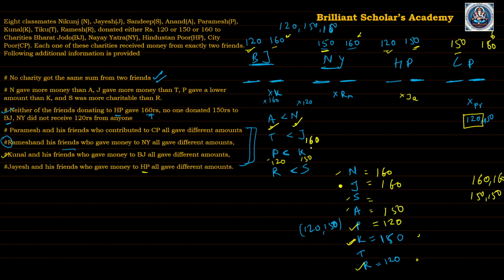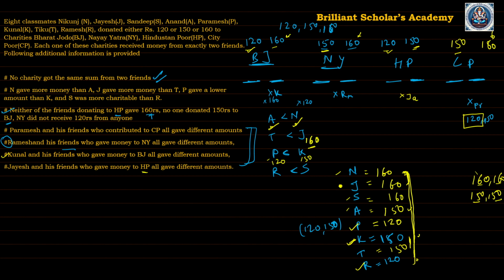Now because Jayesh is already paying 160, Jayesh is more than Tiku, and the numbers are 160, 150. So Tiku cannot pay 160. Tiku must pay 150. So 150, I have got two people. One, two, three. I've got three people paying 150. I have got two people paying 160. I need one more person. So there. You have managed to find out for all people what money they are going to pay.